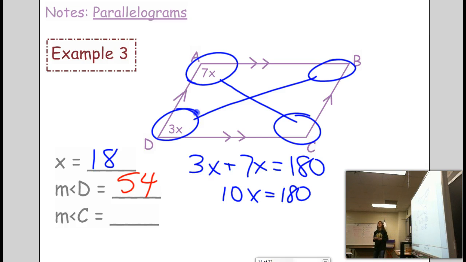Kenneth, angle C. Tell me how much it is. We plugged it in. Kenneth, we know this angle now. We know that this is 54. Can you just tell me what this one is? 126. Exactly right.